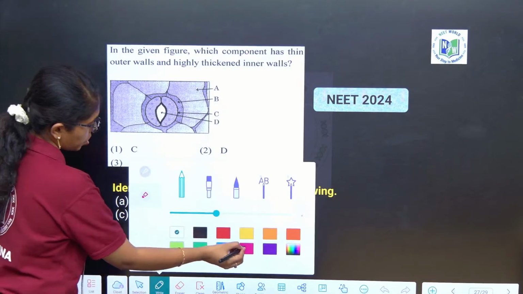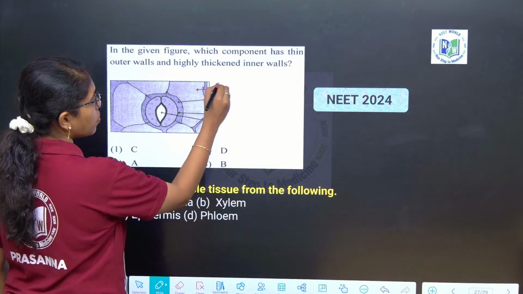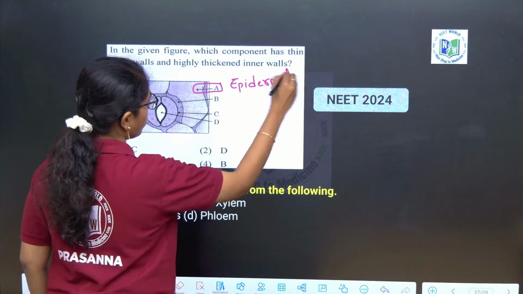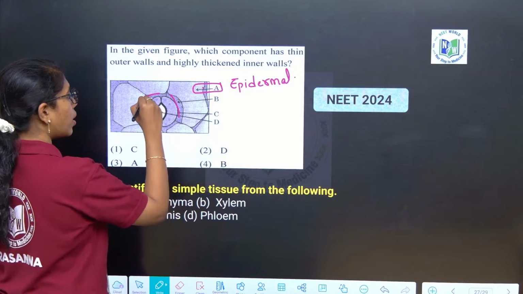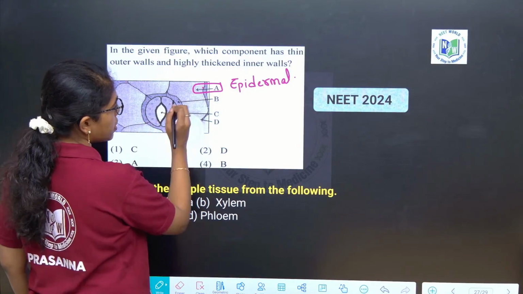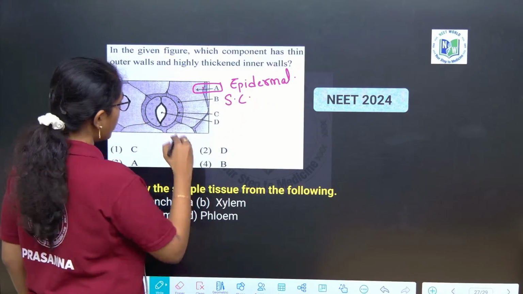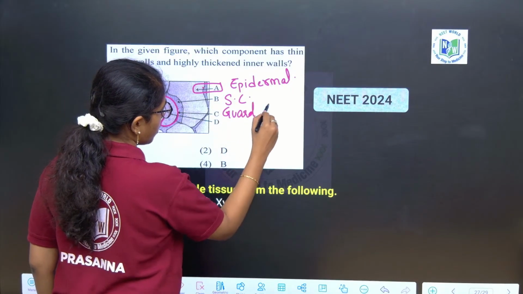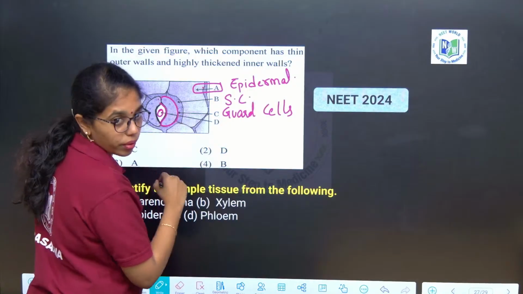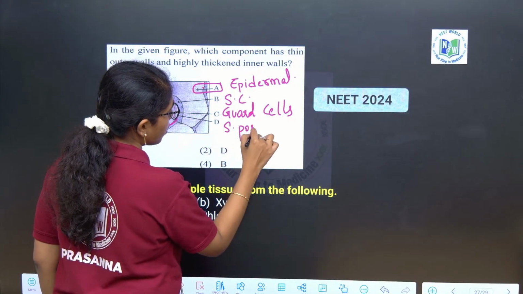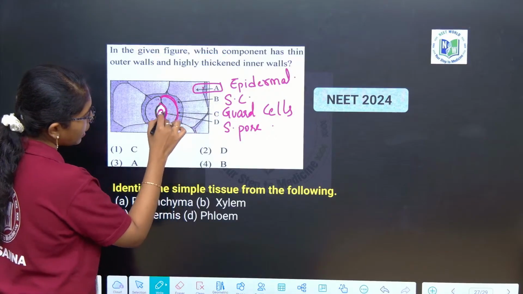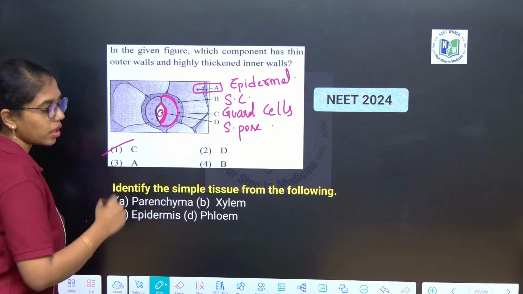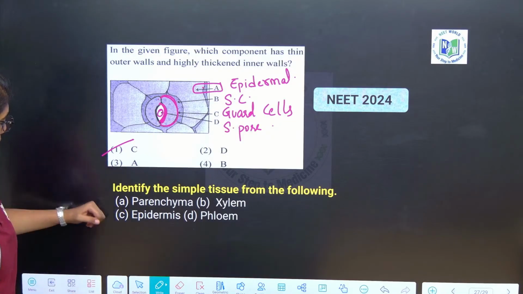First you identify the tissues. Okay, this is what? Epidermal tissue. And these tissues are what? Subsidiary cells. These are what? Guard cells, and this is stomatal pore. Guard cells will have outer thin wall and inner thicker wall, right? That is why they are able to open and close. So, here what will be the answer? Next, this question you just look into.